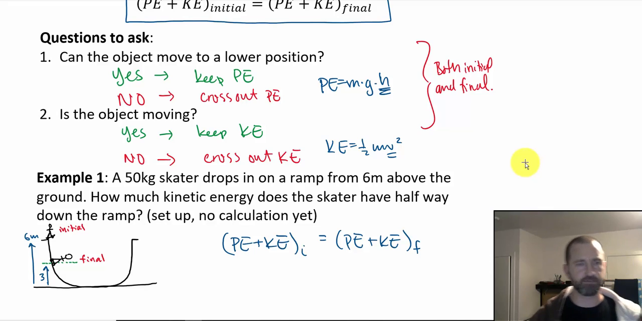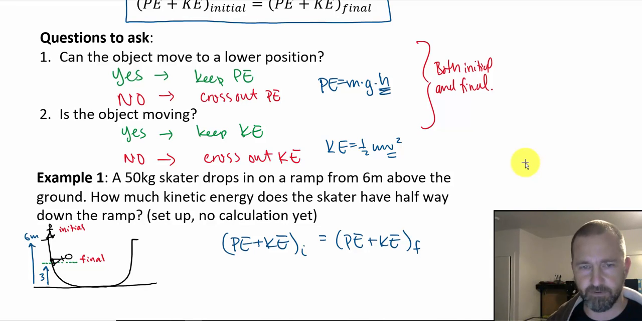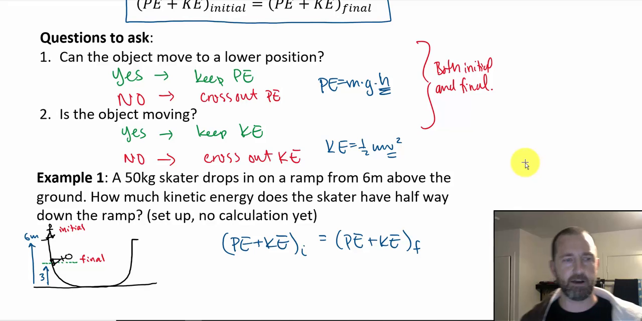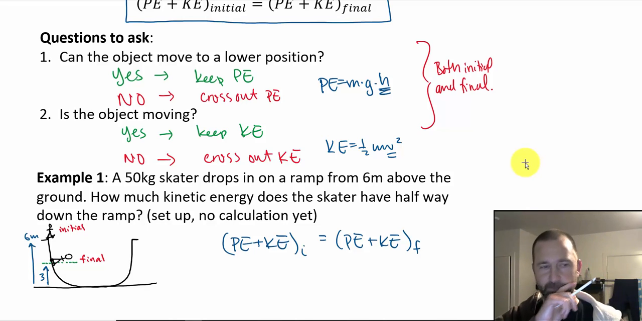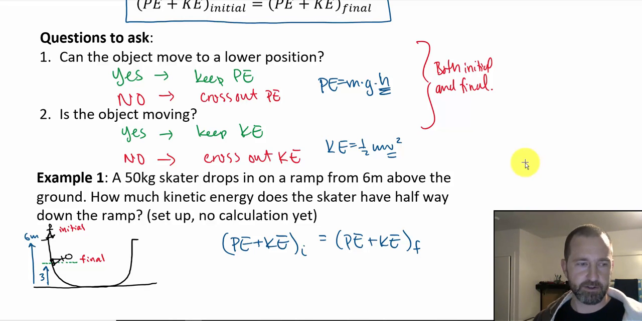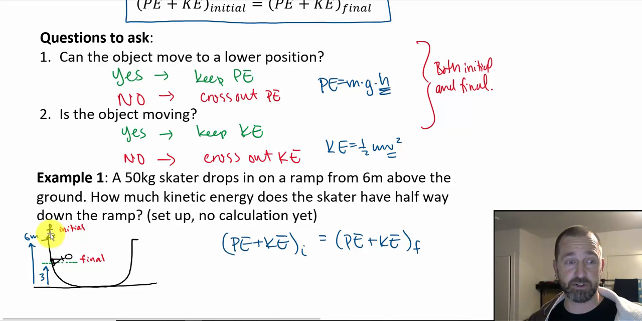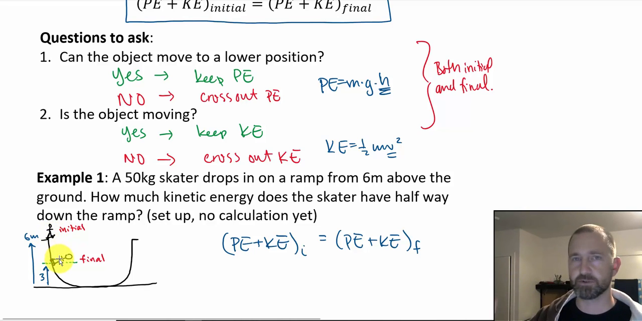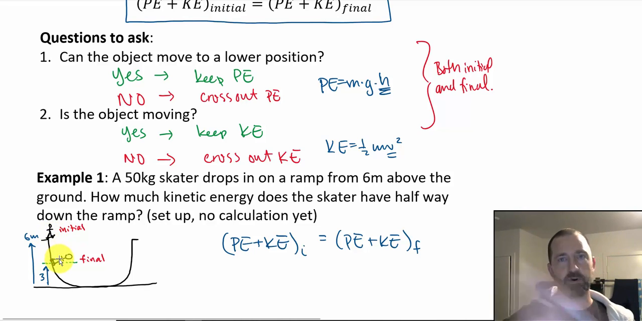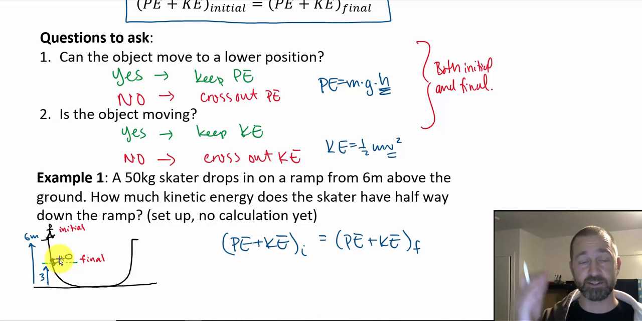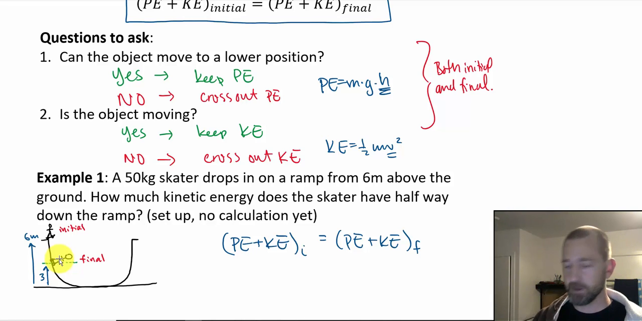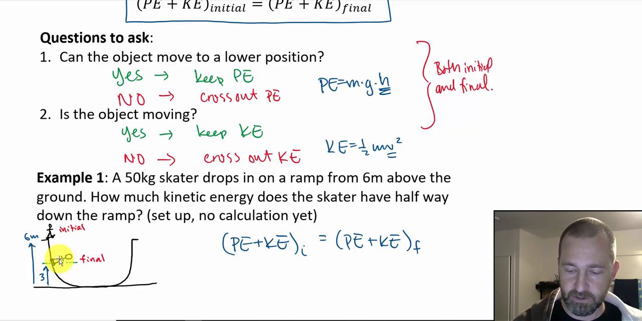So let's take a read of it. It says a 50 kilogram skater drops in on a ramp from 6 meters above the ground. How much kinetic energy does a skater have halfway down the ramp? Setup, no calculations. We just want to do the setup here. I've already got a picture drawn showing that the skateboarder is at the top initially, and then the final, of course not absolute final, but for the problem that we're looking at, the final situation is the skateboarder is halfway down the ramp. So we ask ourselves the questions.